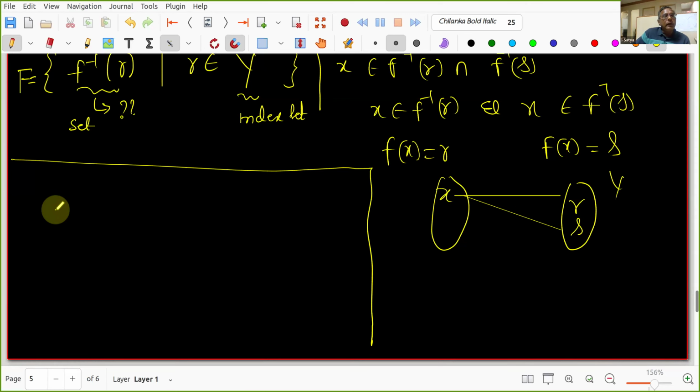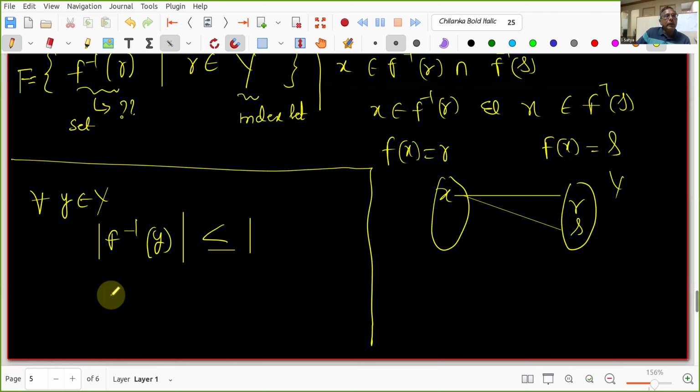Okay, so can somebody say this? Given any small y in capital Y, f inverse of y, its cardinality. It is a set, right? It is a subset of X. Its cardinality is less than or equal to 1. Then what can we say about f?